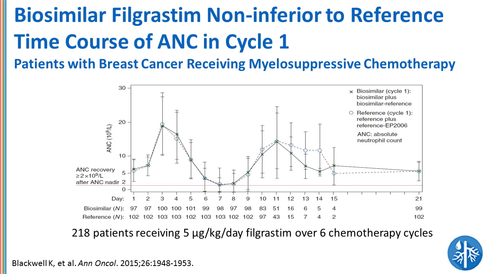Here's some more data to show you. Again, you can see the curves basically overlap. This is the time course of the absolute neutrophil count in cycle 1 chemotherapy for breast cancer, myelosuppressive chemotherapy, where this kind of treatment with Filgrastim will be standard. And you can see that the biosimilar product and the reference product really are overlapping, and there is non-inferiority of the biosimilar in terms of the reference product. This is cycle 1 absolute neutrophil count. And you can see, again, the details in more than 200 patients.